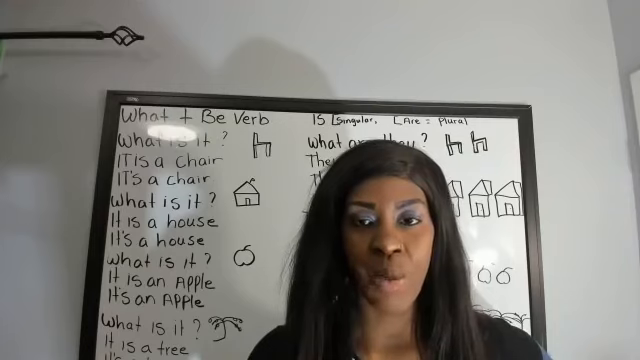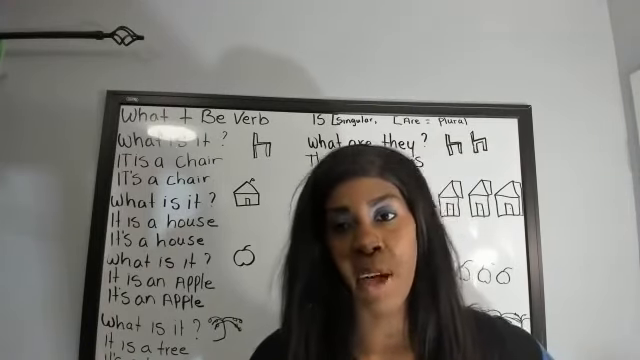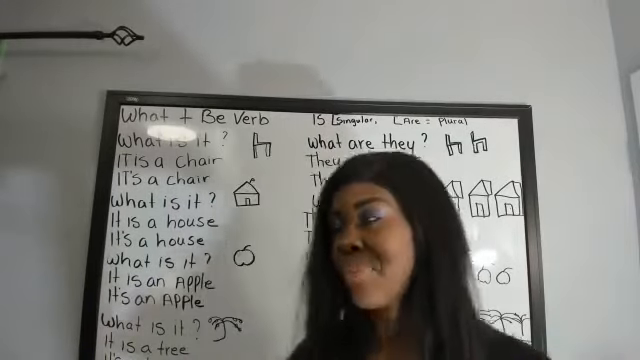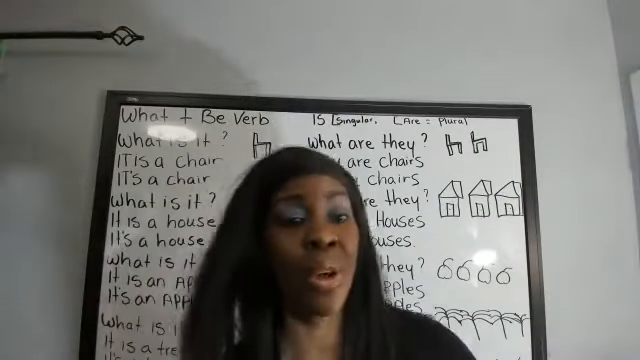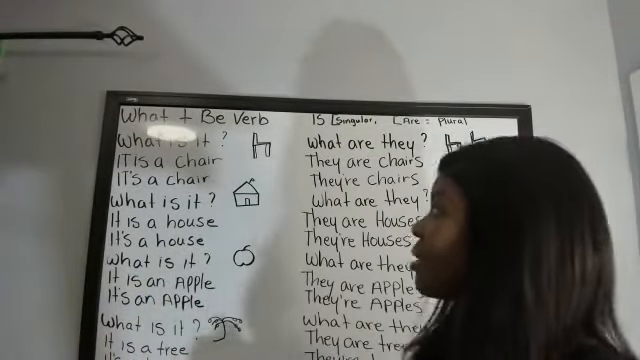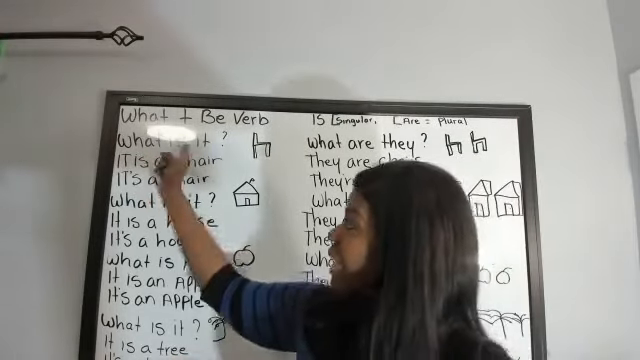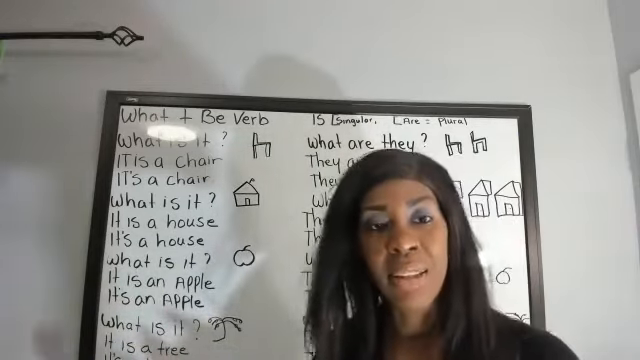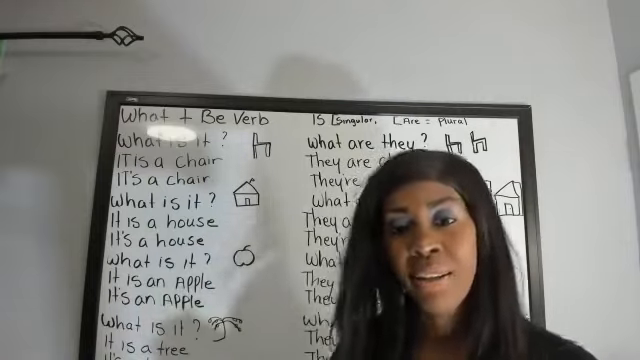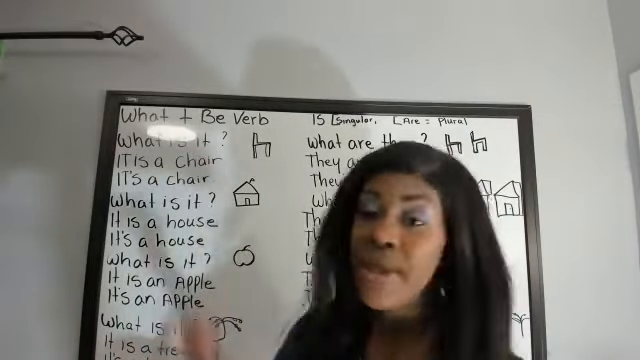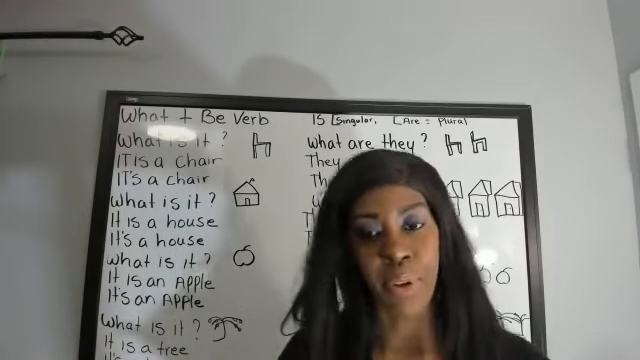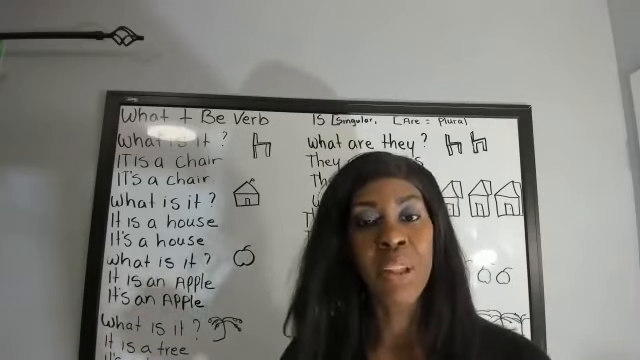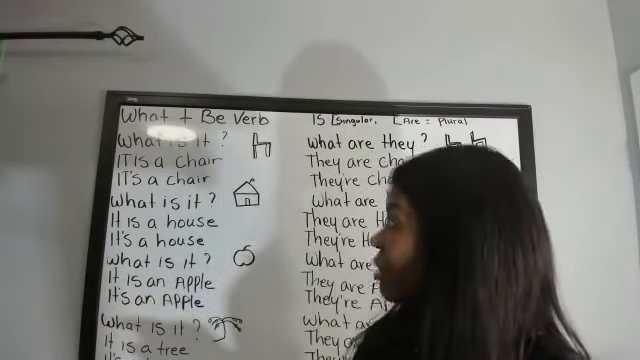So tonight we're doing what with the be verb, all right? When you ask a question, use the word what. Perfect example: what is. When we're talking about the be verb, we're talking about am, is, or are. For the singular pronoun, we use the be verb is. With the plural pronoun, we use the be verb are.